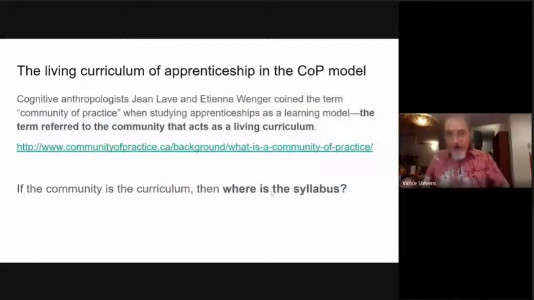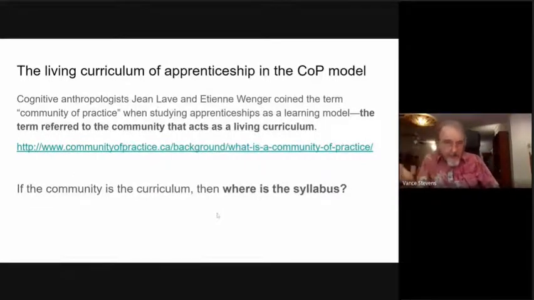Okay, so Lave and Wenger, who coined the term community of practice, studied apprenticeships as learning models. The term community of practice referred to the community that acts as a living curriculum. So the question I've been raising here is, if the community is a curriculum, then where is the syllabus? Okay, so now, we've looked at Snowden's Cynefin model, and we've seen how cMOOCs, connectivist MOOCs, address certain ways of learning when you're trying to explore what you're trying to do.